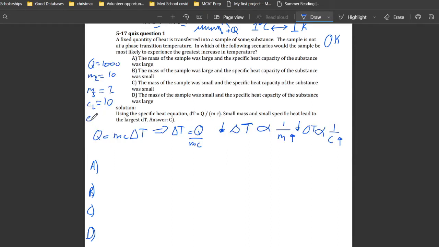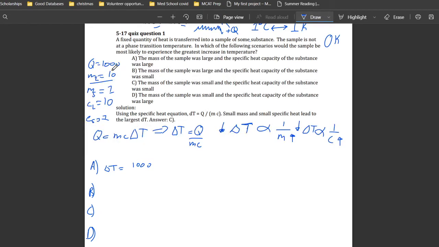And the small specific heat is equal to 1. Simply, we're just using these numbers because they're easy to do mathematically on the fly. So plugging all this in, for A, it's saying the mass of the sample is large, and the specific heat capacity is large. So delta T is equal to 1,000.